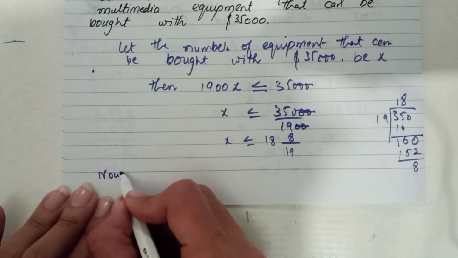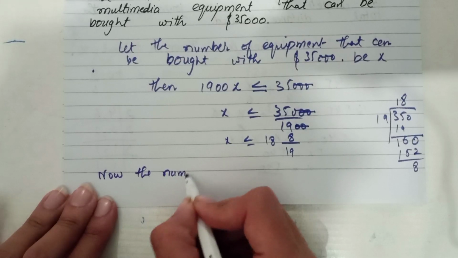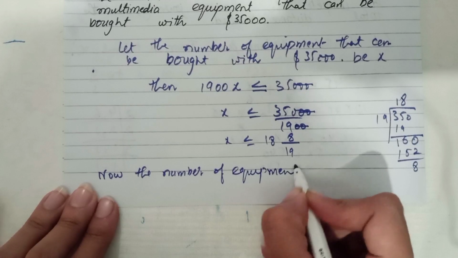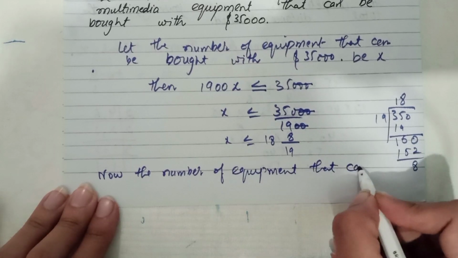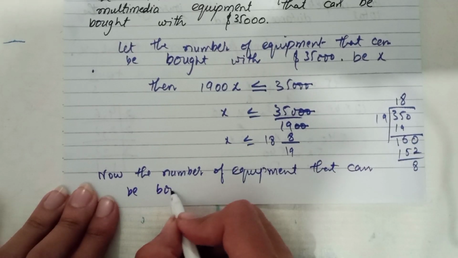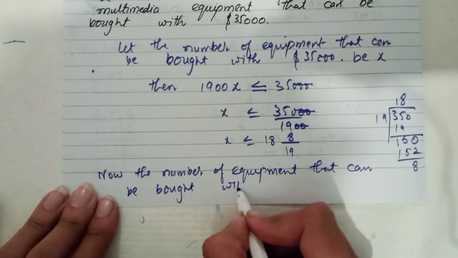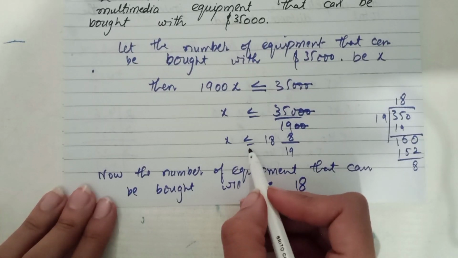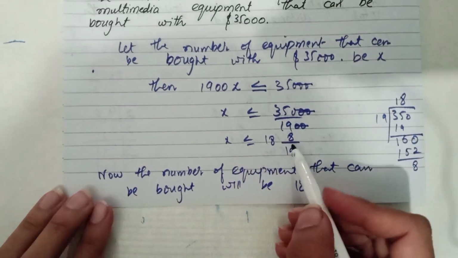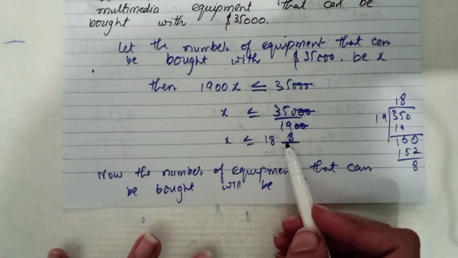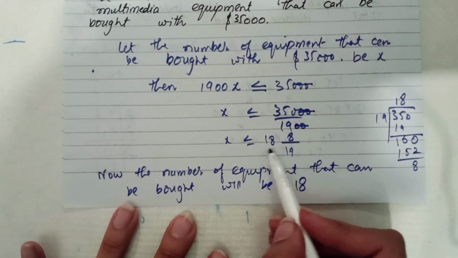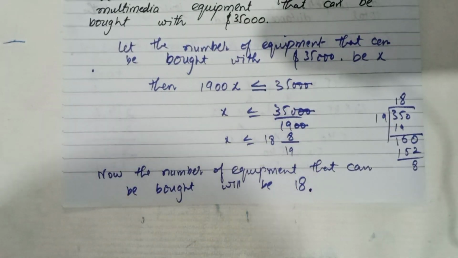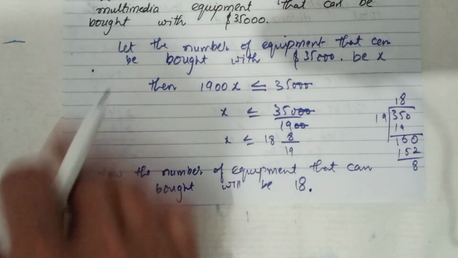Now students, the number of equipment that can be bought will be 18. Is less than or equal to, it means we have to write the first value which is less than that value, and this one is 18, a whole number. Now students, question number 18 is solved.